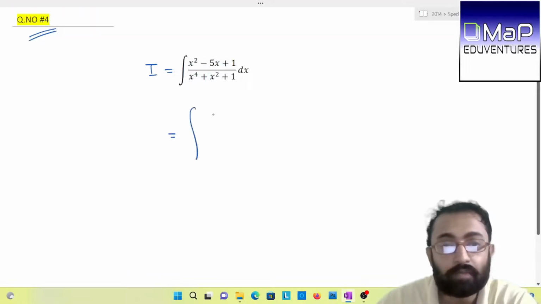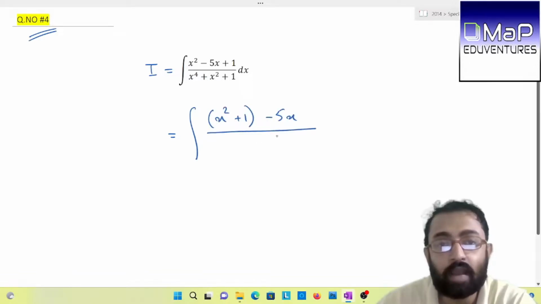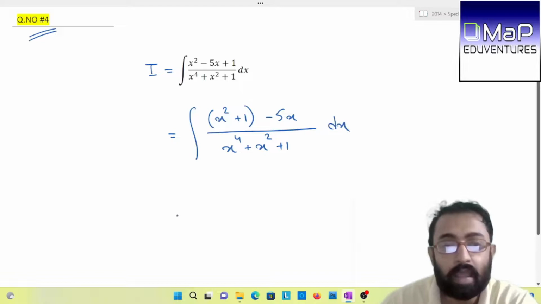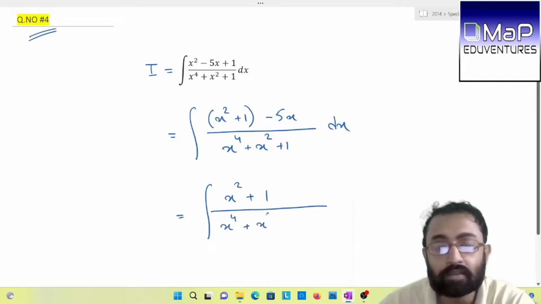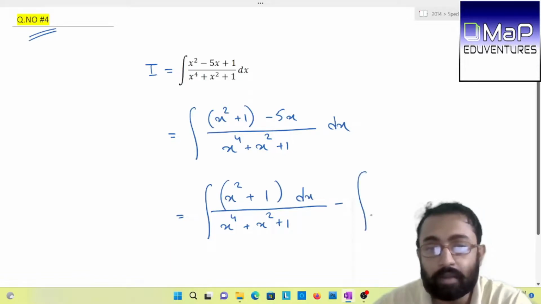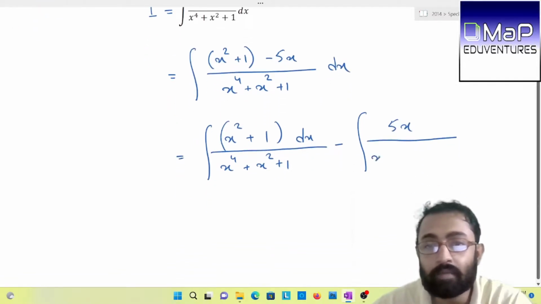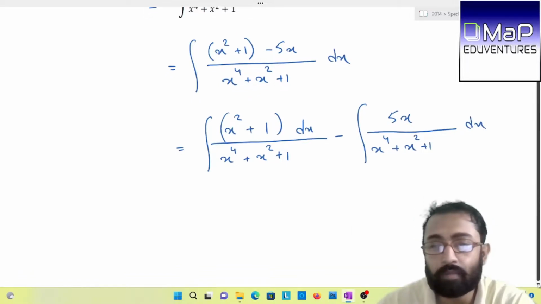Observe carefully. Let me separate the numerator as x squared plus 1 minus 5x, divided by x to the power 4 plus x squared plus 1, dx, and split the integration into 2 parts. X squared plus 1 divided by x to the power 4 plus x squared plus 1, dx being the first part, which will be integrable obviously because now it resembles the form, and this is the second part, 5x divided by x to the power 4 plus x squared plus 1, dx. For the first part we don't have any problem as it is resembling the complete form.